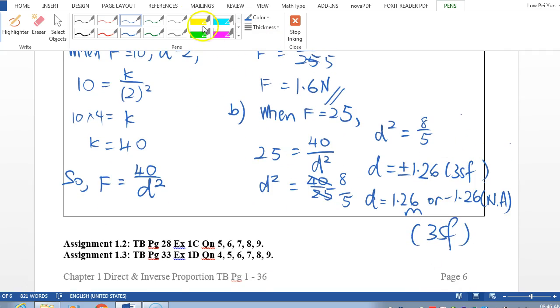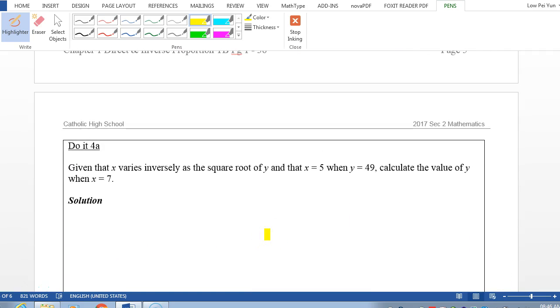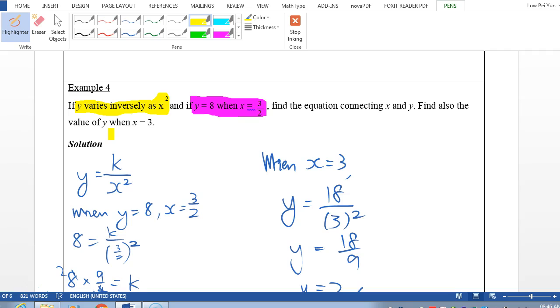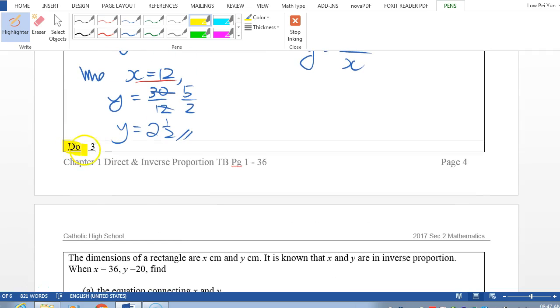Don't forget to always relate back to the word problem. Reject any value that is not applicable. We are going to do the sums in class, but I would like you to do it for a right now as homework, as well as do it 3. Try it and we'll discuss in class.